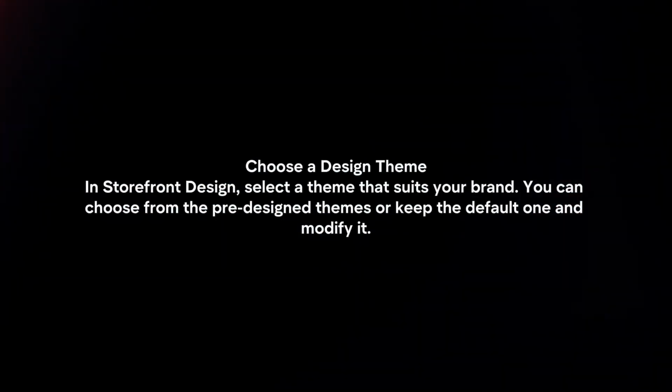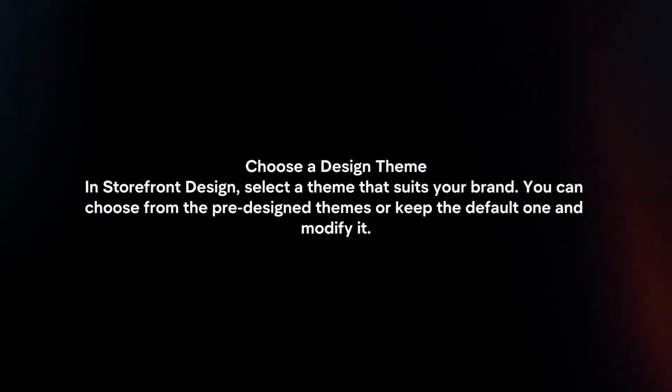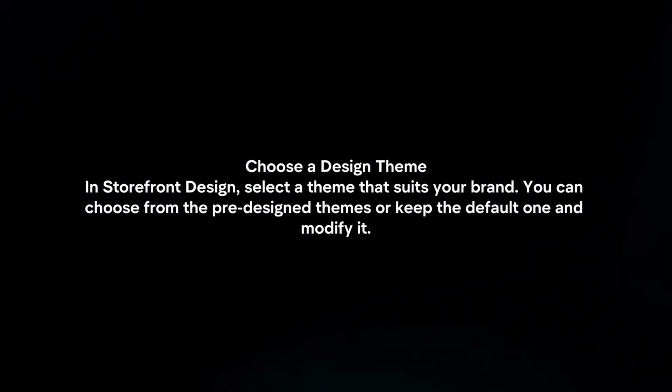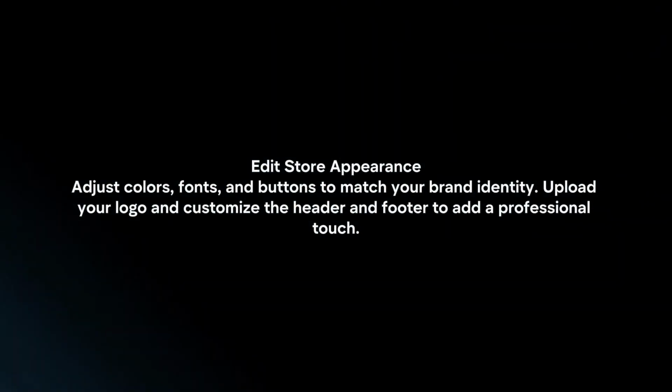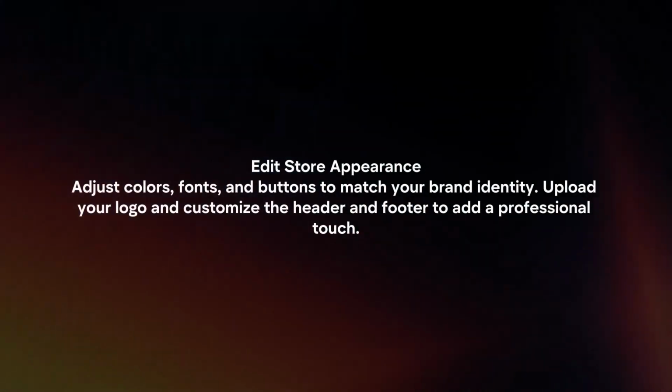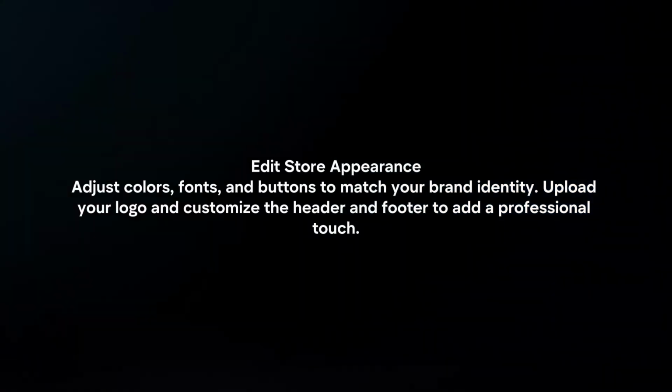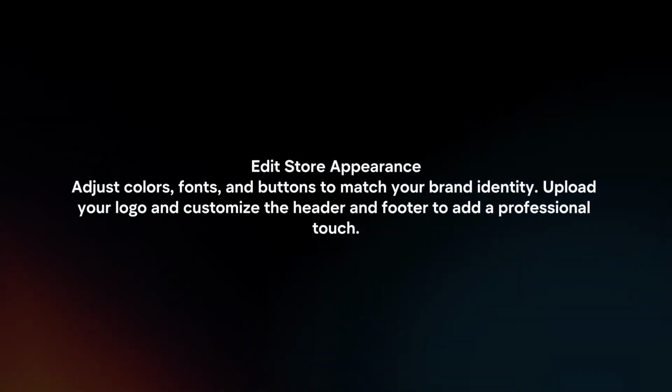Choose a design theme. In Storefront Design, select a theme that suits your brand. You can choose from the pre-designed themes or keep the default one and modify it. Edit store appearance. Adjust colors, fonts, and buttons to match your brand identity. Upload your logo and customize the header and footer to add a professional touch.